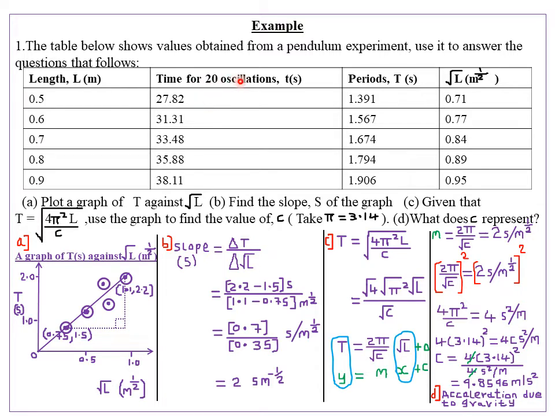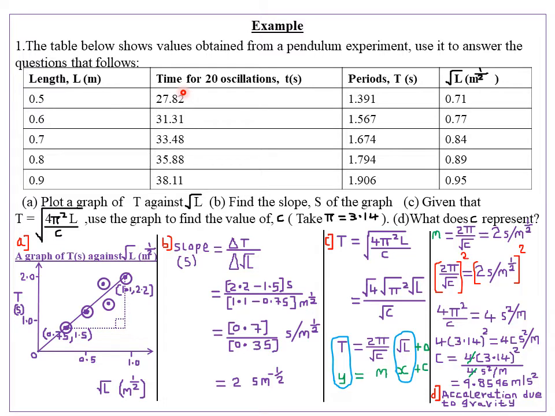That is the time for, for example, 20 oscillations, the period T, and maybe the value of the root of L. Remember, if we start with this particular column, the root of L, you just find the square root of these particular values here. For example, the square root of 0.5, you obtain it as 0.71.